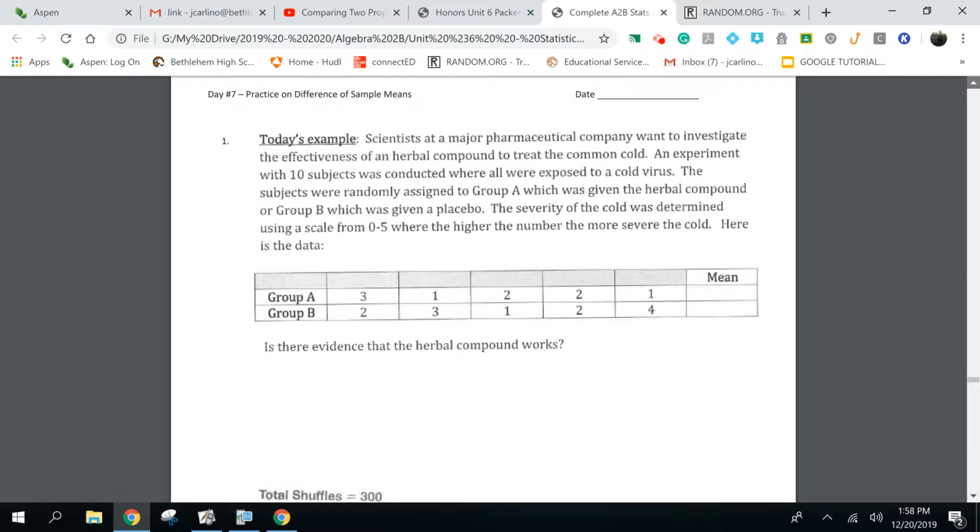The effectiveness of an herbal compound to treat the common cold. So people in Group A were given the actual herbal compound, and Group B was not. Did it actually work? So first thing you need to find, what's the severity of the cold in Group A? What's the severity of the cold in Group B? So I need you to find the mean for me right now. Find the mean of each group. Shouldn't take too long.